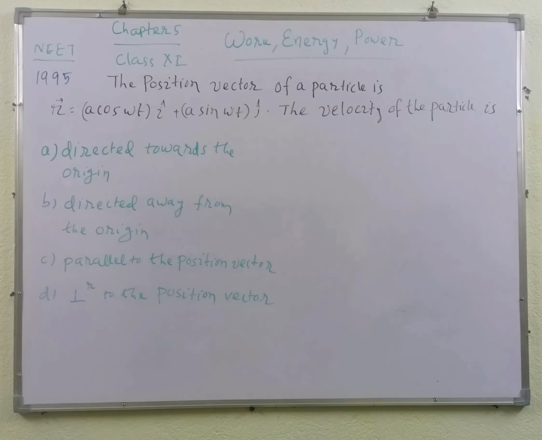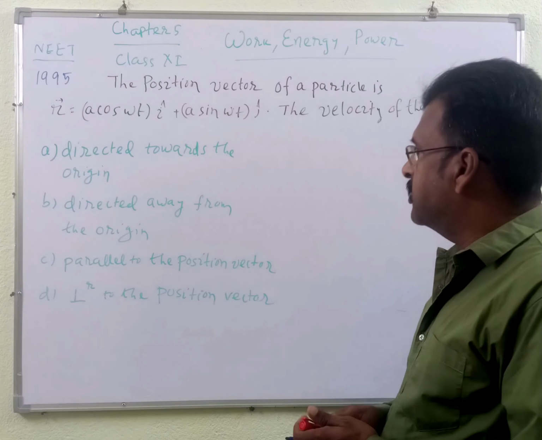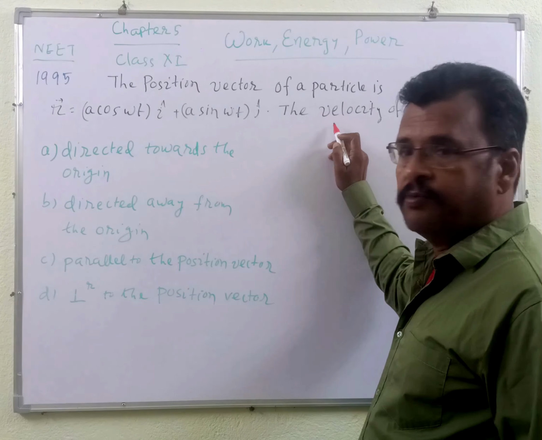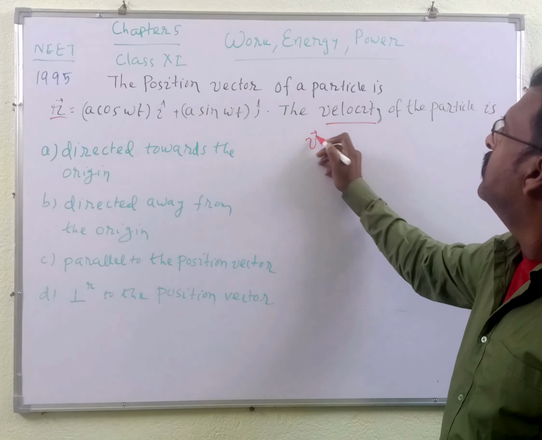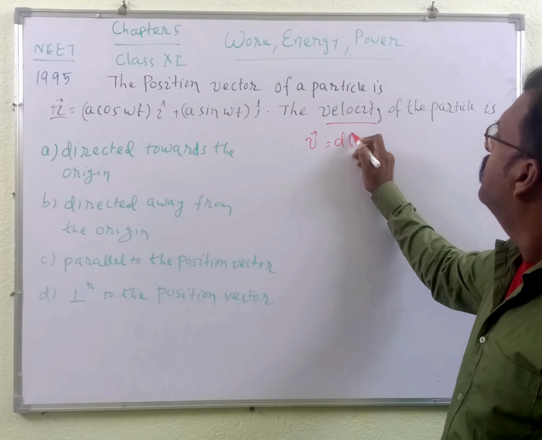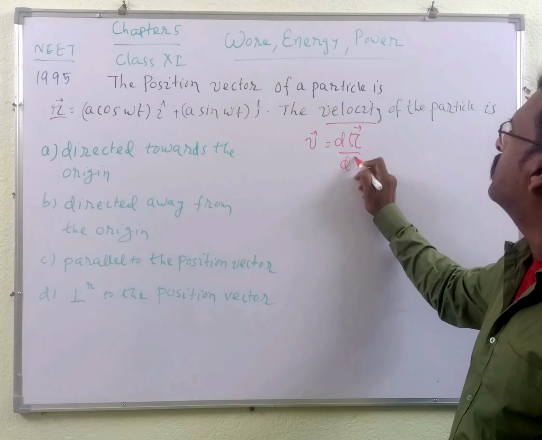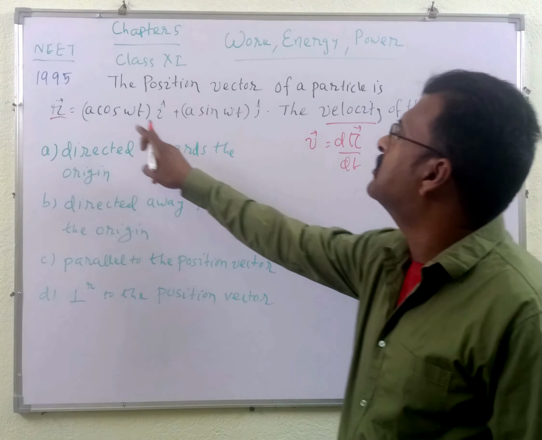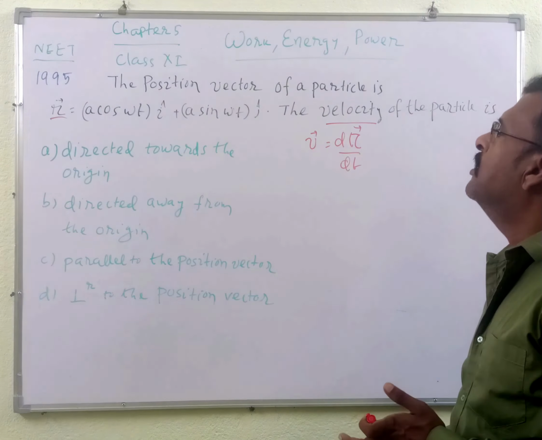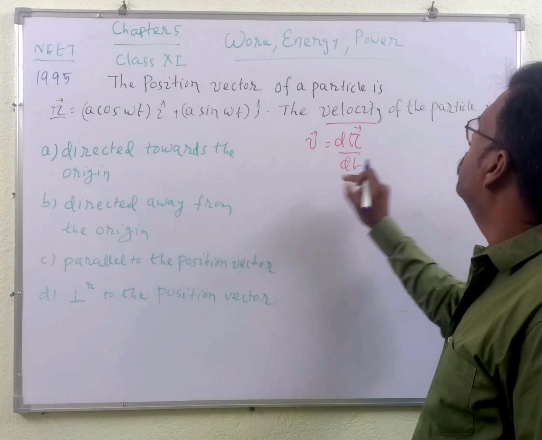The velocity of the particle is, we have to find out, student, which of the four options is correct. Okay, students. So, what is the relationship between the velocity and the position vector? We know velocity v is equal to the time derivative of the position vector, that is dr by dt. And what is r? r is given by a cos omega t i cap plus a sin omega t j cap. So what will be v?